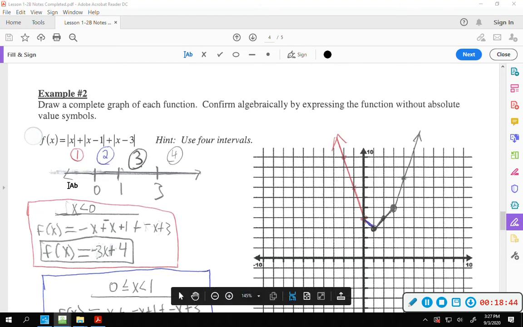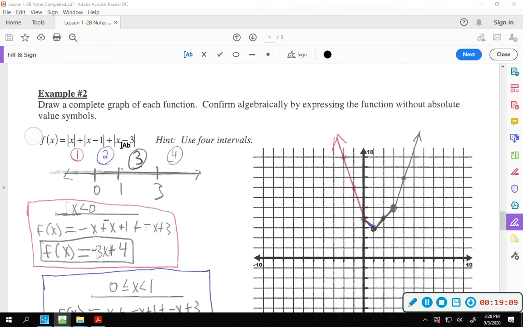When x is less than 0, if I plug in -1 right here, I get a negative inside the absolute value bars. How do I make it positive? Negate it. If I plug -1 in here, I get out -2. How do I make it positive? Negate it. Now, when you negate it, you got to negate every term. That's why it's -x plus 1.